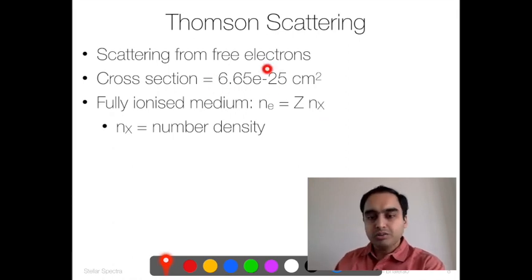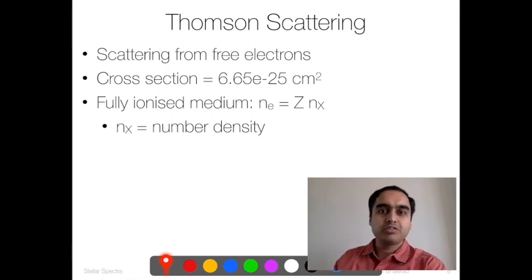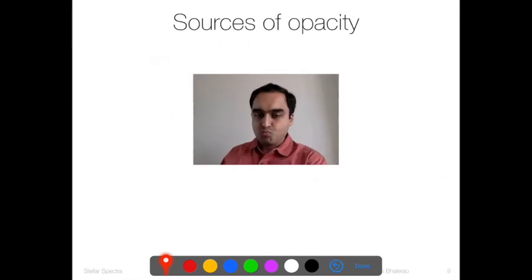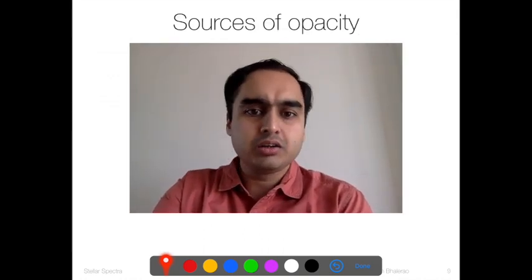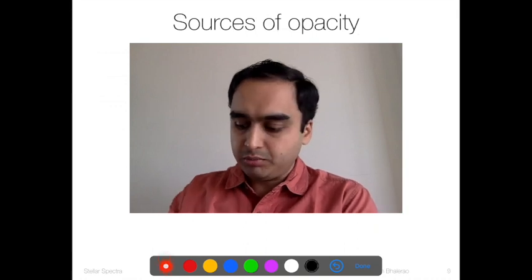And then per electron, this is equivalent to the scattering cross section area that we talked about in some of the earlier slides, which is 6.65 into 10 raised to minus 25. This is called the Thomson scattering cross section. Now that's electron scattering. What other sources of opacity can you think about?